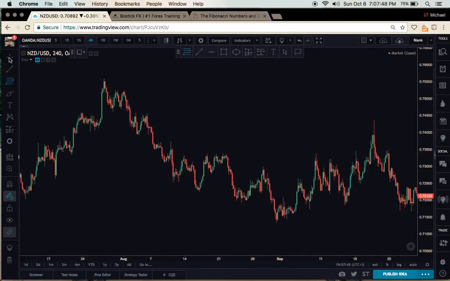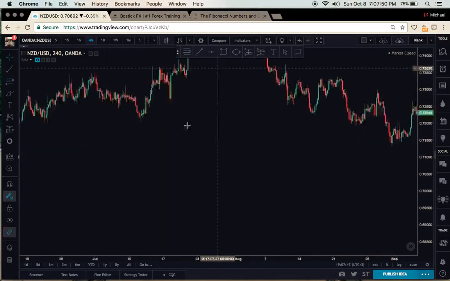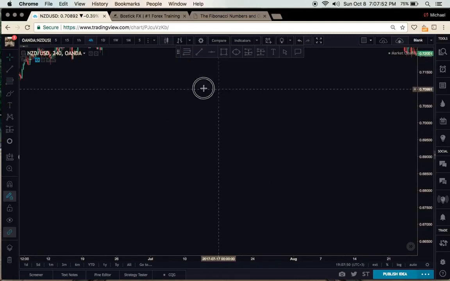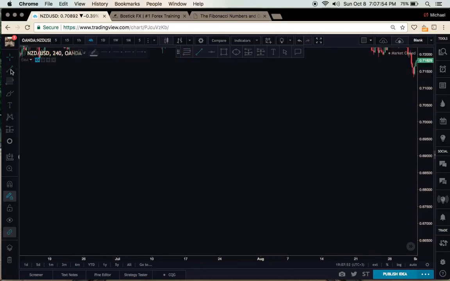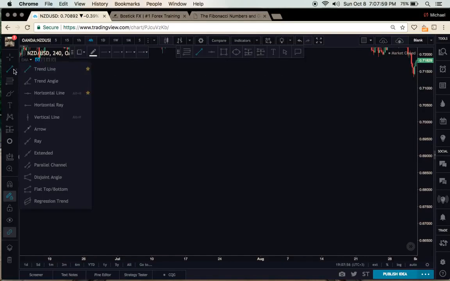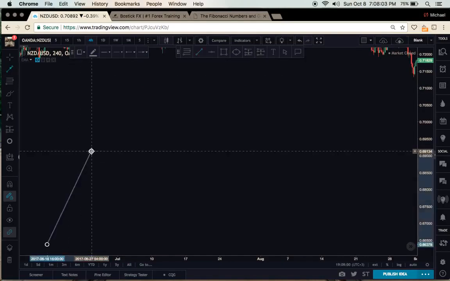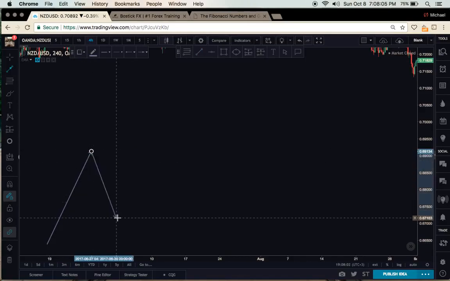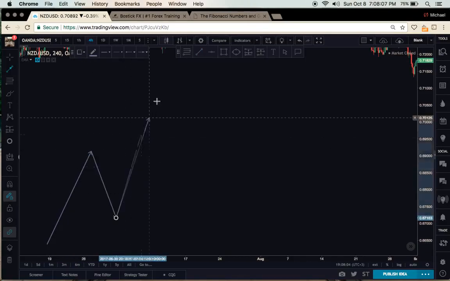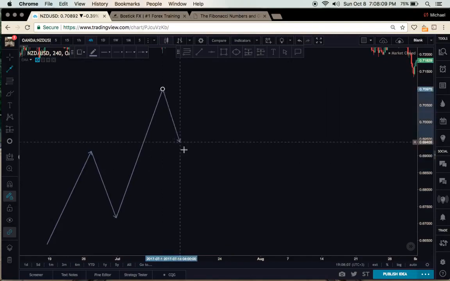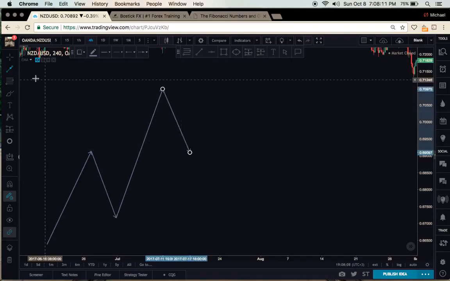All right. So what you're going to do is you're going to draw from swing high to swing low, or swing low to swing high, depending on what kind of trend you're drawing. So what the Fibonacci tool is measuring is retracement. So in a trend, we have our impulse leg, and then we have a retracement in an uptrend, and then we have another impulse leg, and we have a retracement. Okay.